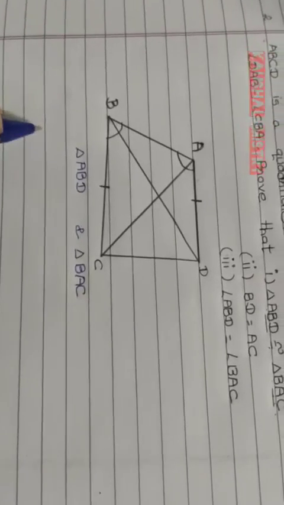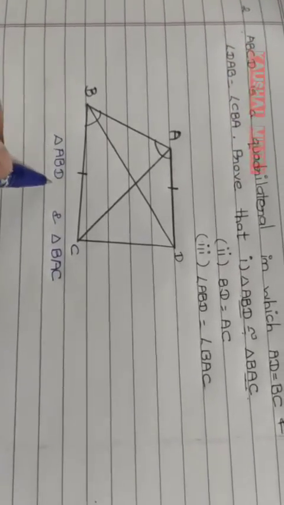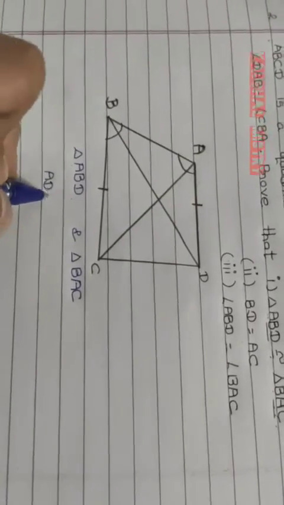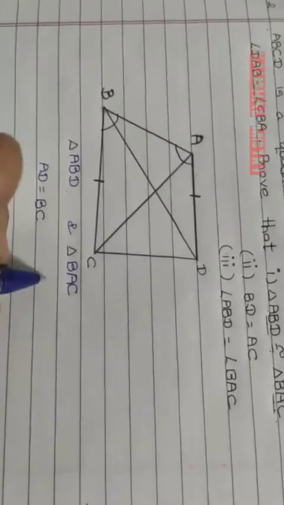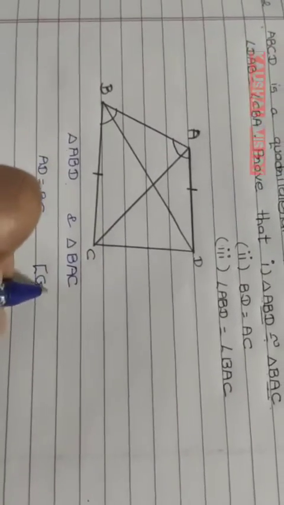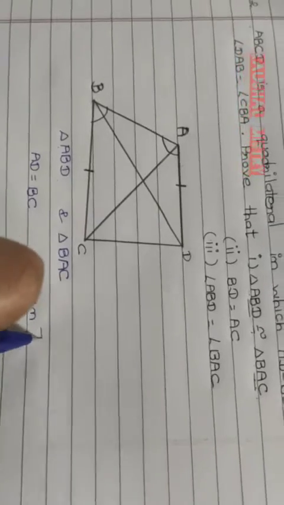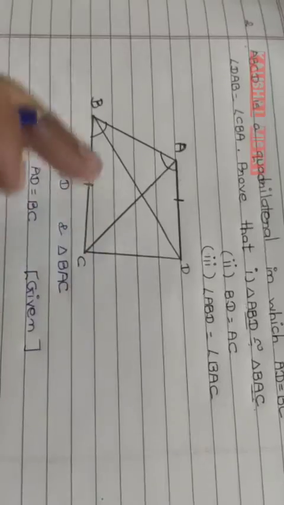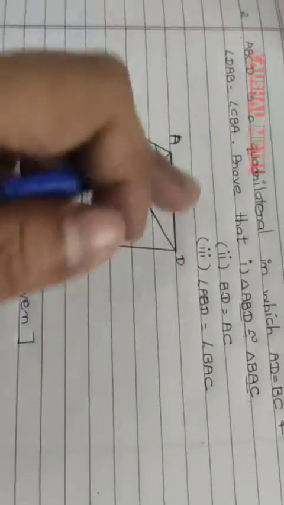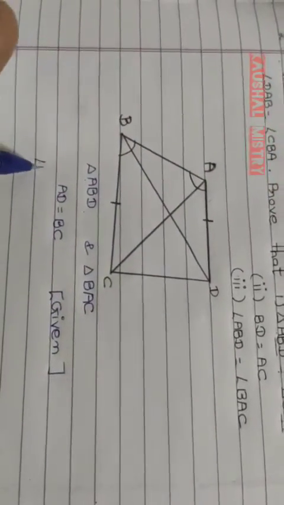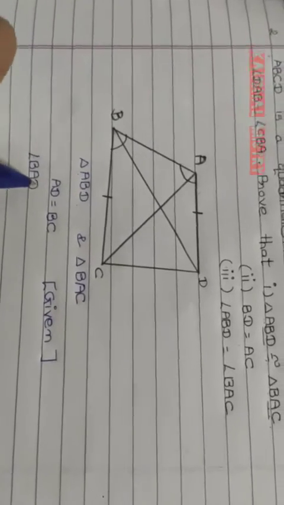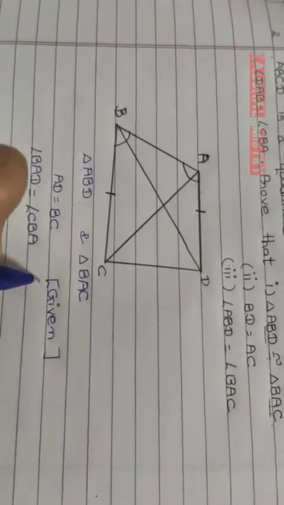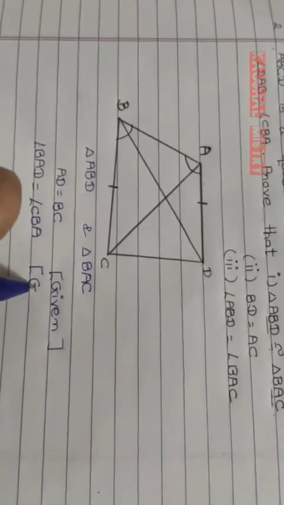Now we know that AD is equal to BC is given. It is given in the question. So AD is equal to BC and one other thing is given, angle DAB is equal to angle CBA. That means angle CBA and angle BAD are equal. That means angle BAD is equal to angle CBA. It is also given.